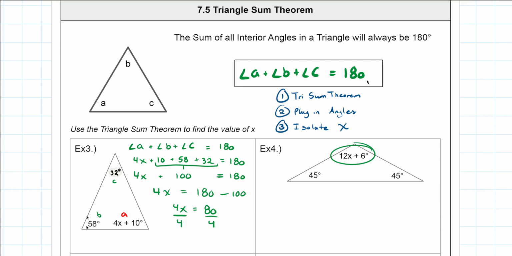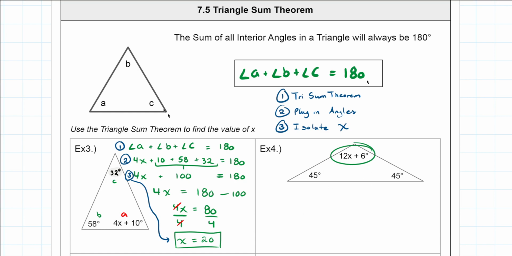So we can't move the 4. We actually have to reduce the 4 in this one. These cancel out. We end up with x equals, and 80 divided by 4 is 20. And so my value for x is 20. Please note, it's still the same 3 steps. Again, triangle sum theorem, plug in the angles, and then we're just isolating x. It's just a couple more steps to get there, a couple more things to do.